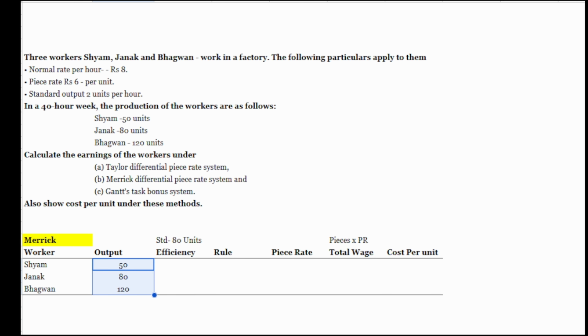So output is captured here. Now efficiency: again he is inefficient. Janak and Bhagwan are efficient. Now we have to recall the rule for Merrick.